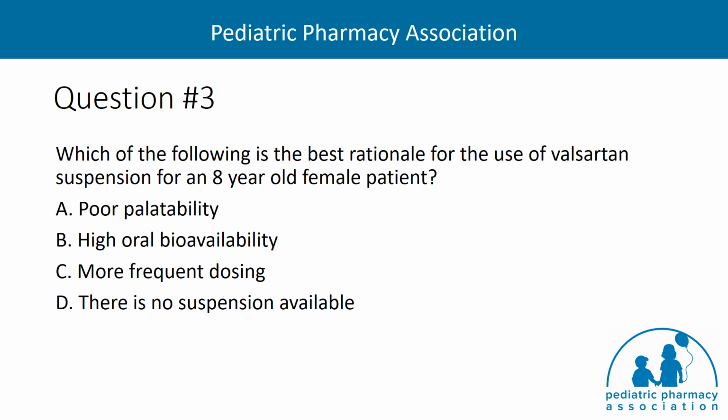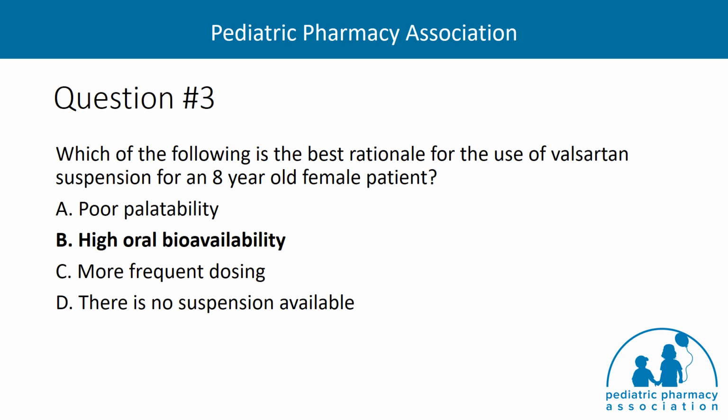All right, let's pause here now that we've reviewed our first line agents and answer our third question. So, which of the following is the best rationale for the use of valsartan suspension for an 8-year-old female patient? Is it A, poor palatability, B, high oral bioavailability, C, more frequent dosing, or D, there's no suspension available?